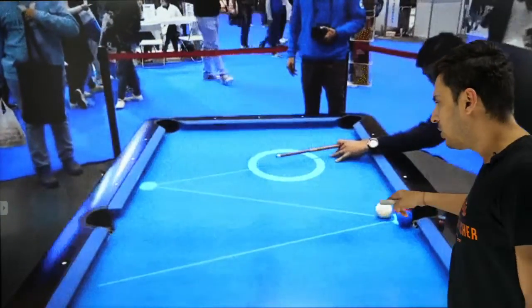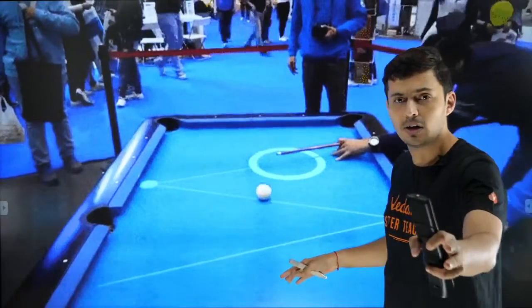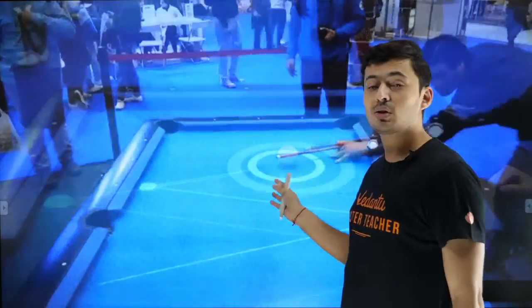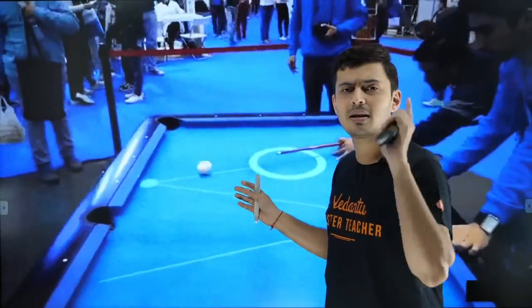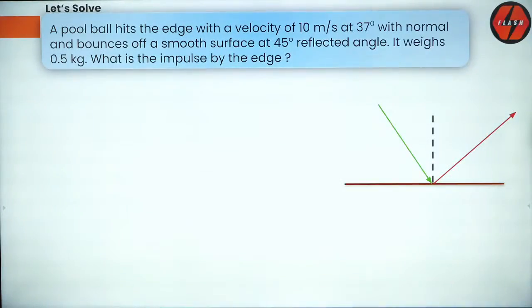Now it's going almost like angle of incidence is angle of reflection, but that need not be true all the time. In the next question that I'm going to ask, angle of incidence and angle of reflection may not be the same, and that's what you're going to see. And let's see how many of you get it.